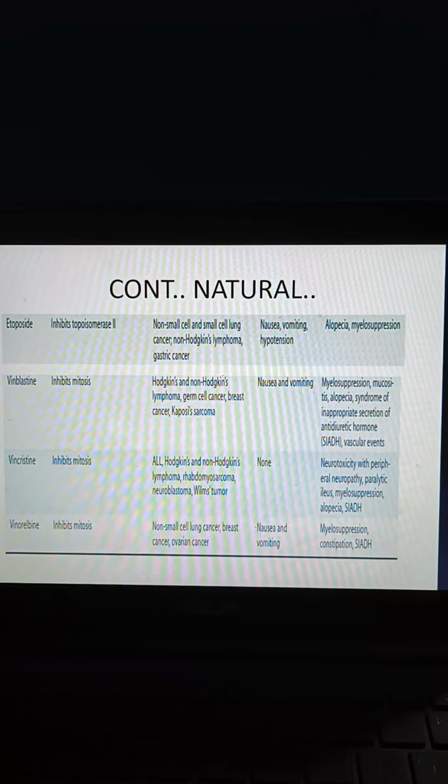Vinorelbine inhibits mitosis. It can be used in non-small cell lung cancer, breast cancer, ovarian cancer. The acute toxicities of vinorelbine are nausea and vomiting, and the delayed toxicities of vinorelbine are myelosuppression, constipation, SIADH, syndrome of inappropriate antidiuretic hormone.